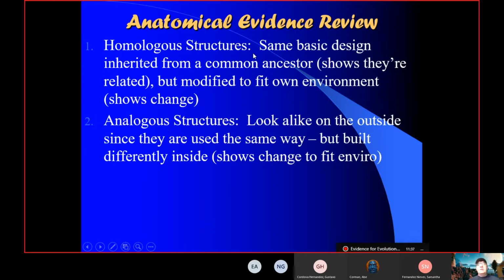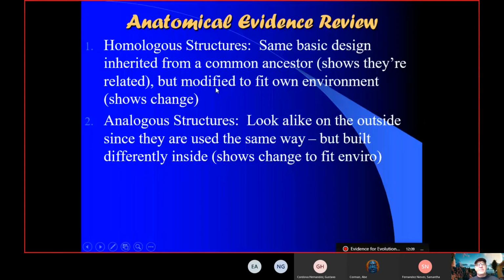So look at this. The homologous have the same basic design. In other words, they're the same on the inside, which must have come from a common ancestor. If they're the same design, we had to inherit that from a common ancestor in our DNA. And this shows we're related. But on the outside, they've been modified so they fit their own environment. And this is showing a change. So they're the same inside, different outside.